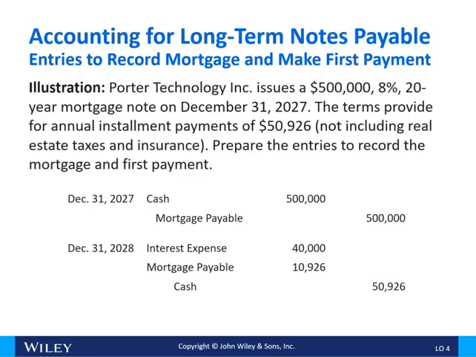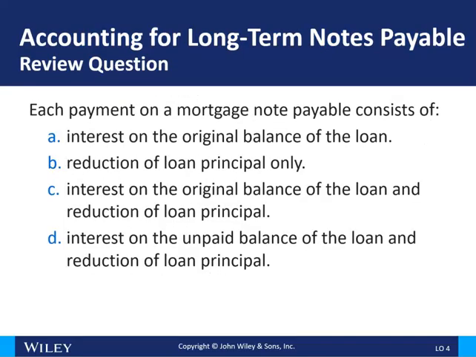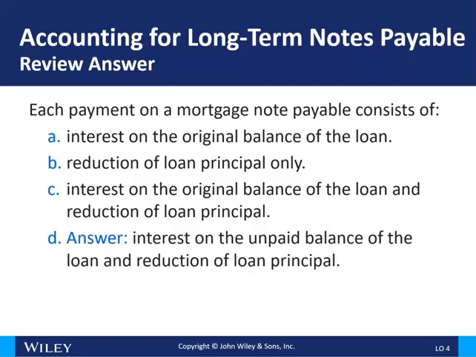So a review question. Each payment on a mortgage note payable consists of A, interest on the original balance of the loan, B, reduction of loan principal only, C, interest on the original balance of the loan and reduction of loan principal, or D, interest on the unpaid balance of the loan and reduction of loan principal. And the answer is D, interest on the unpaid balance of the loan and reduction of loan principal.